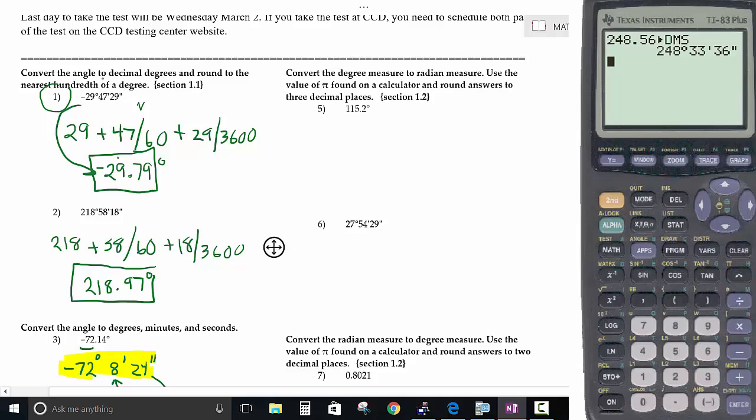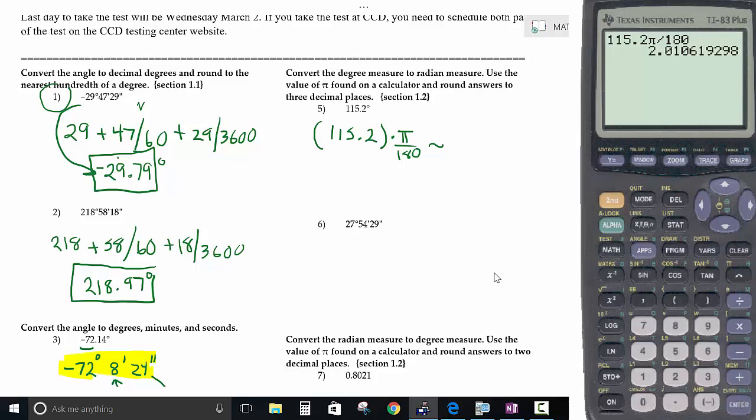Okay, number 5, what we're doing is we are converting this to radian measure. And on a calculator, you do this. So basically what you always do, if you want to convert degrees to radians, is you multiply it by pi over 180. You can put this in your calculator in one step like this, just using your pi key. So you go 115.2 times pi, and then divide by 180.